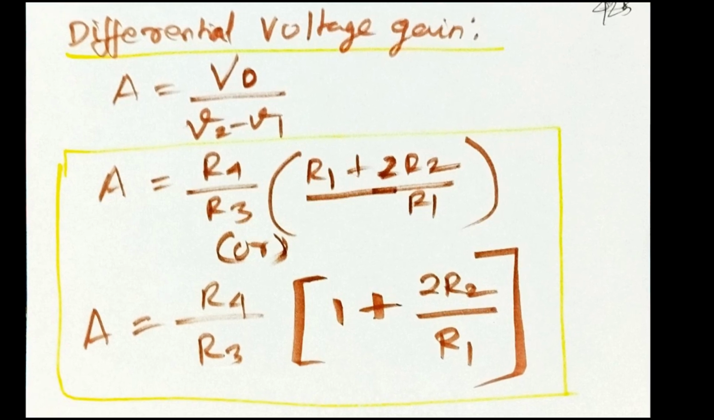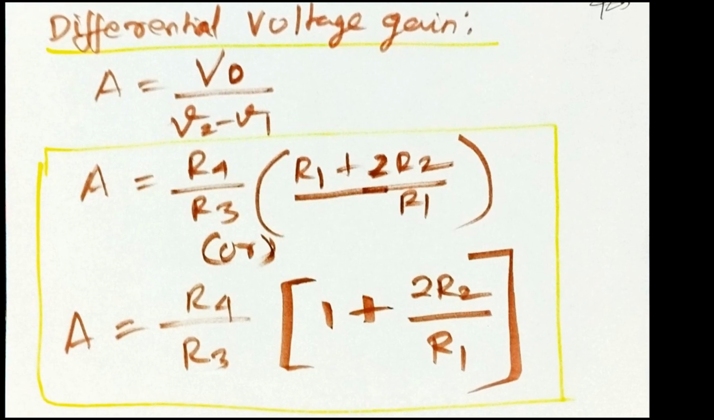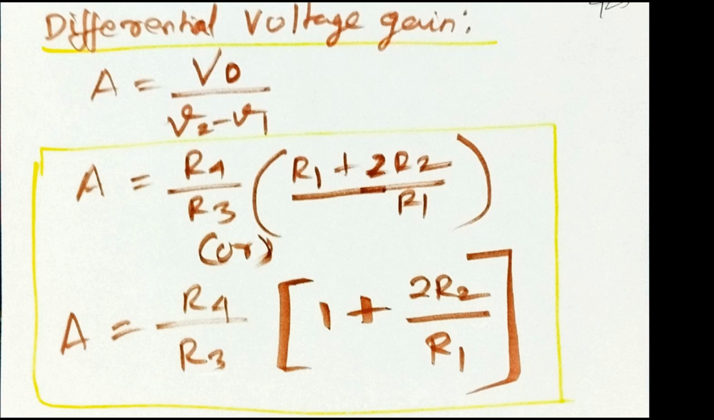Differential voltage gain A is equal to V0 divided by (V2 minus V1). A is equal to R4 divided by R3 times (R1 plus 2R2 divided by R1), or the differential voltage gain A is equal to R4 divided by R3 times (1 plus 2R2 divided by R1).